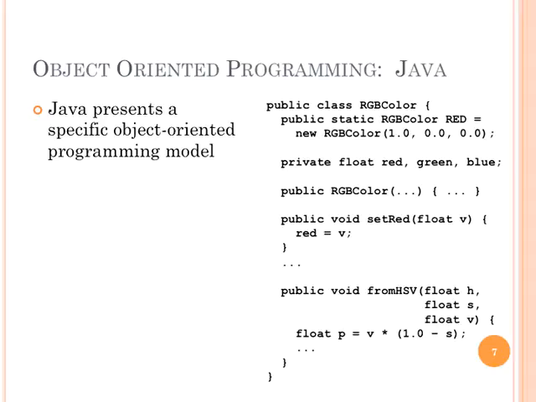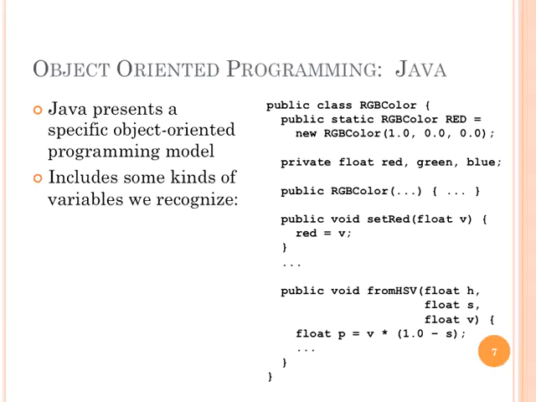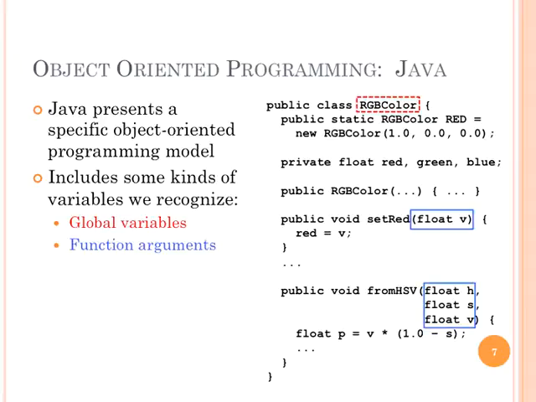So like I say here, Java has a specific object-oriented programming model. This is a very simple class here, representing red, green, and blue colors. And so we have some variables that we recognize. Now, the class itself is kind of a global variable, so I'm going to use air quotes around it. That's why I use a dotted line here. You'll see that it is a name that is globally recognized within our program, so we can refer to it that way. So I'm going to call it a global variable.